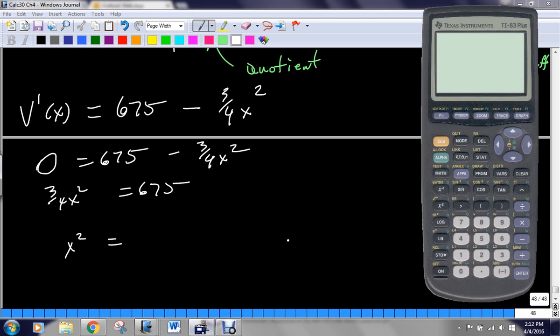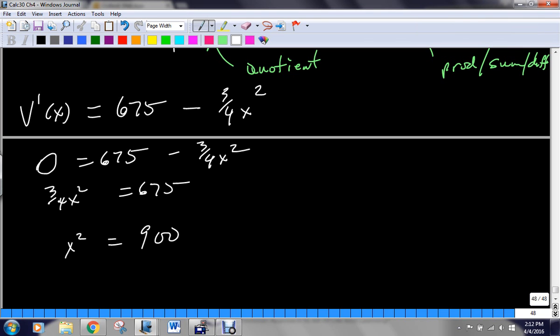x squared equals, and you can do your 675 times 4 divided by 3, 900. Yeah, it's 3/4 over here, but when you take this over there, it's times 4 over 3, because 4 over 3 gets rid of it over here. Right? So then 900, so we have x equals, what's the square root of 900? Should be 30, right? Now, plus or minus 30, yeah.